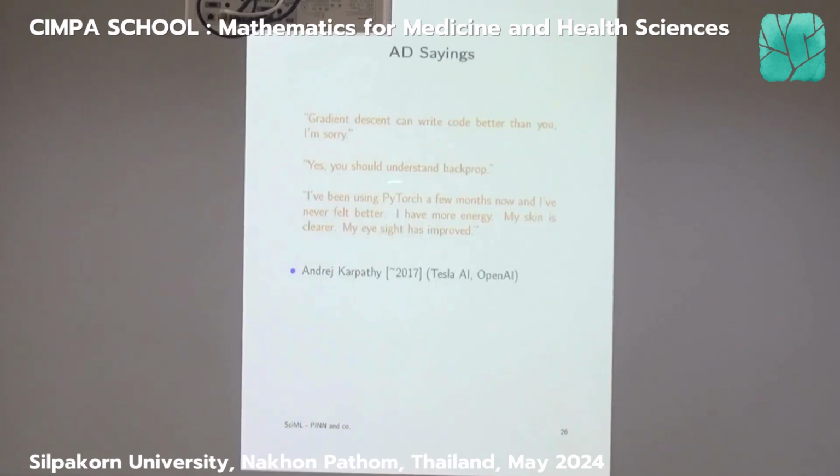And he's one of the developers of PyTorch. PyTorch is one of the most important machine learning platforms available, which is used by most of the very important programmers in machine learning in the world. He said, I've been using PyTorch for a few months now, and I've never felt better. I have more energy, my skin is clearer, and my eyesight has improved. In other words, it's very good. It solves all your problems, that's what he's saying, and to some extent, it's not exaggerating. It solves problems that until now we simply could not solve.